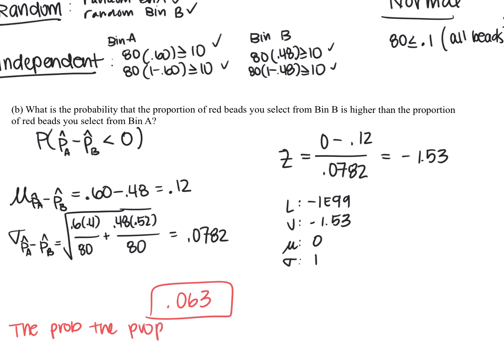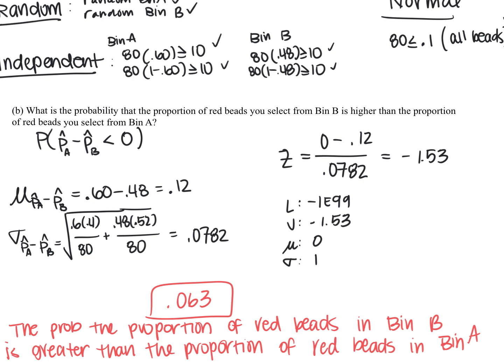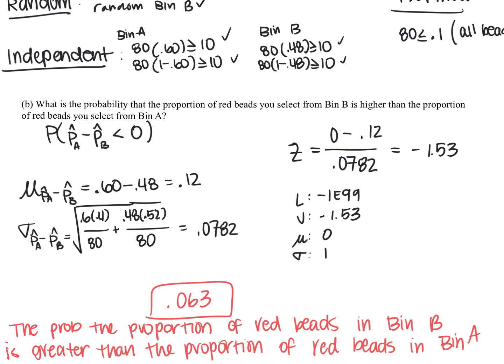So what that tells us is the probability that the proportion of red beads in bin B is greater than the proportion of red beads in bin A is 0.063.